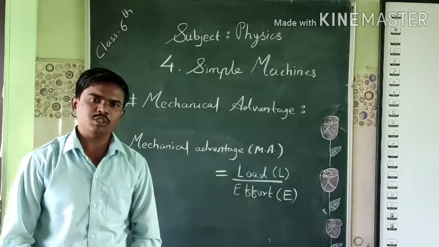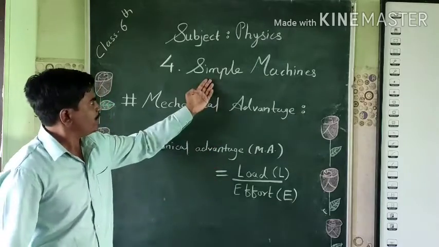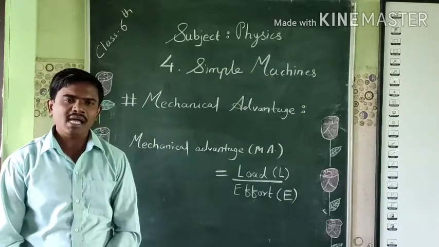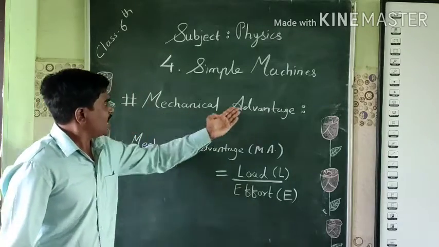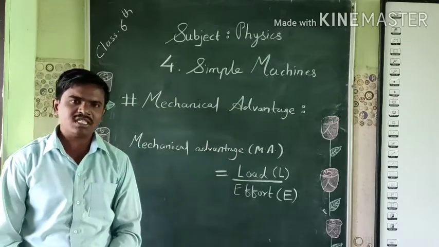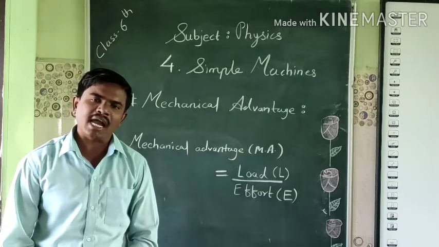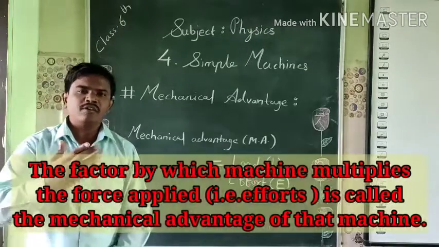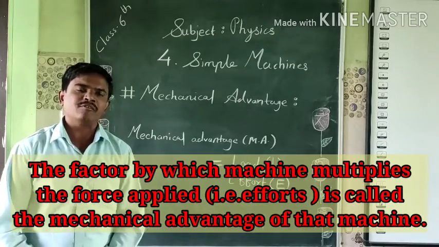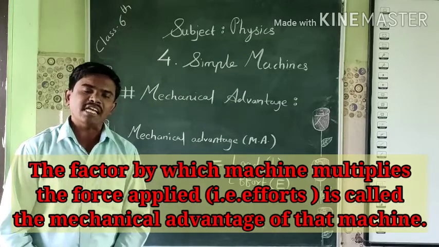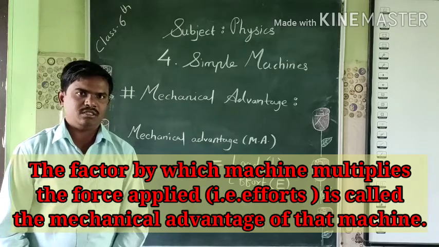Now I am going to teach you subject physics, lesson number 4, simple machines. And now I will teach you the topic mechanical advantage. Firstly, I will define what is the meaning of mechanical advantage. The factor by which a machine multiplies the force applied, that is effort, is called the mechanical advantage of the machine.